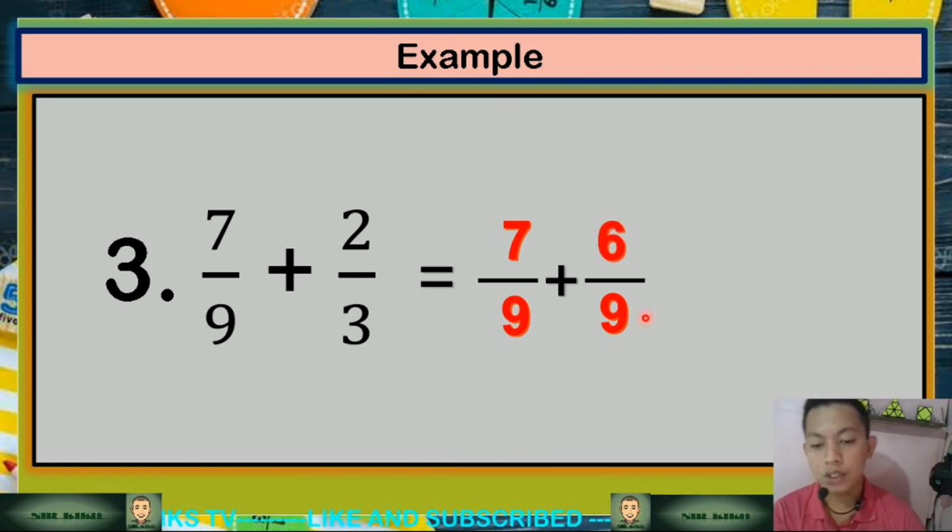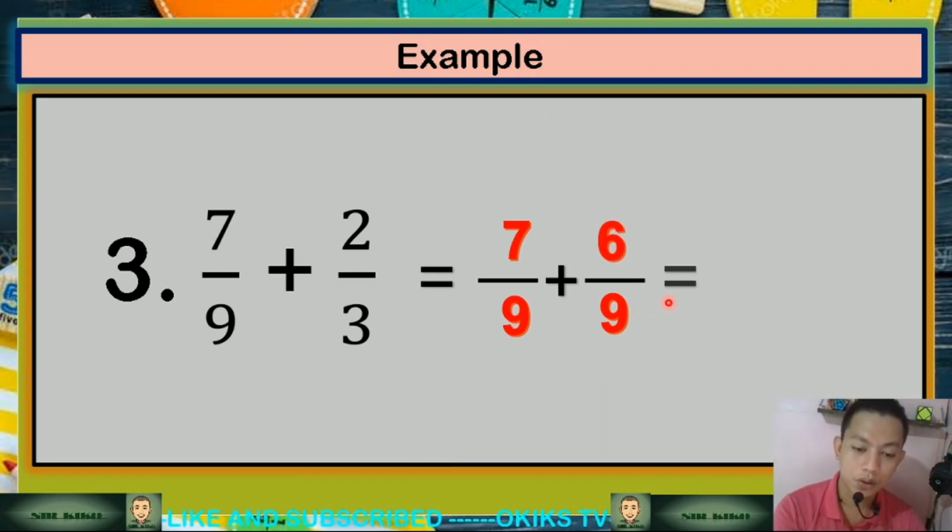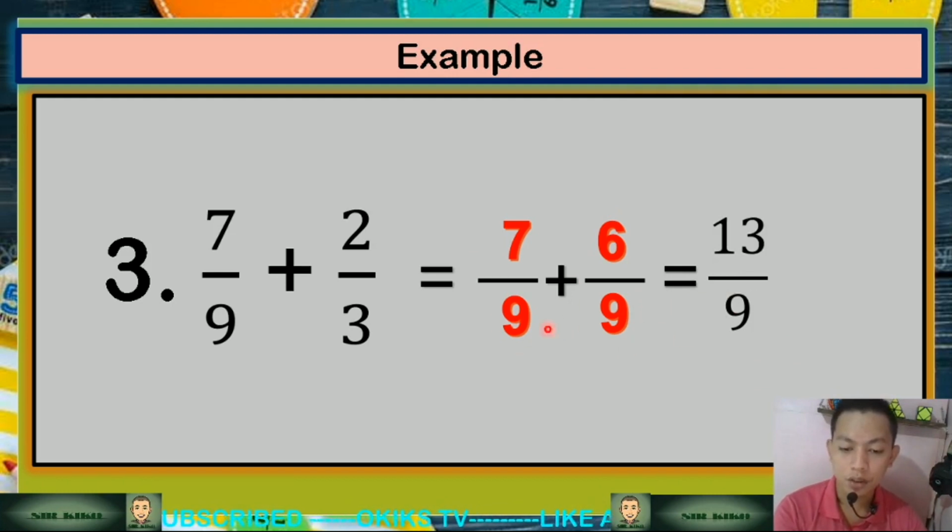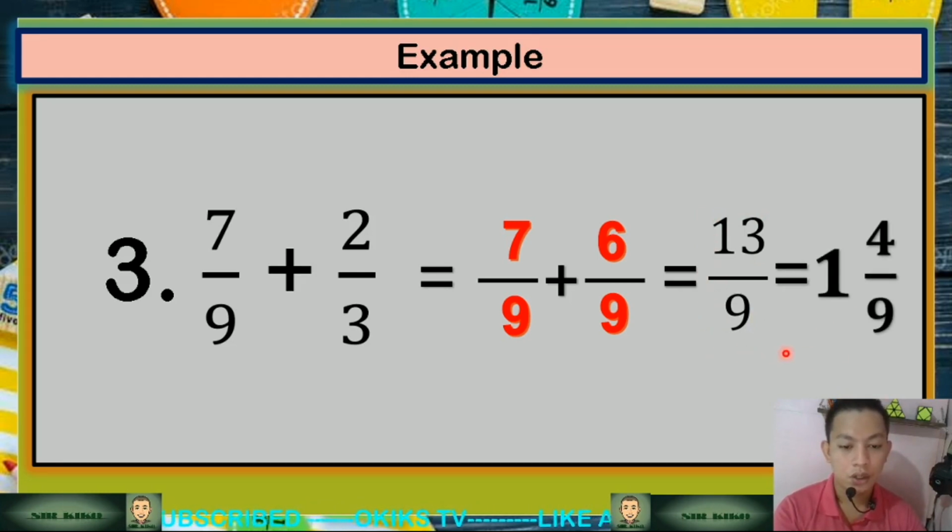Okay, then follow the steps in adding similar fractions. You're going to copy the denominator. The denominator of these two fractions is 9. And then add the numerators. We have 7 plus 6. We have 13. Then observe to simplify your answer. 13 and 9 have no common factor, but it can be expressed as a mixed number. So your final answer is 1 and 4/9.